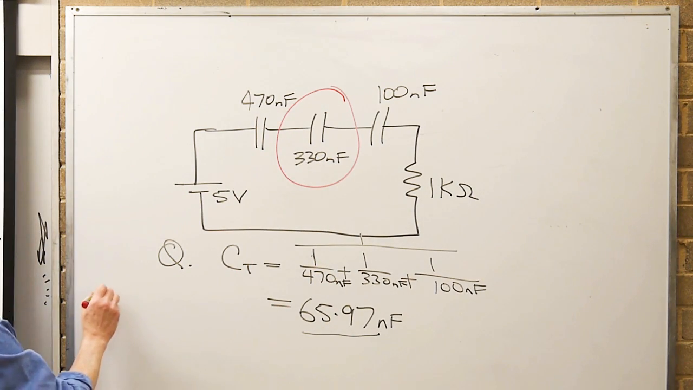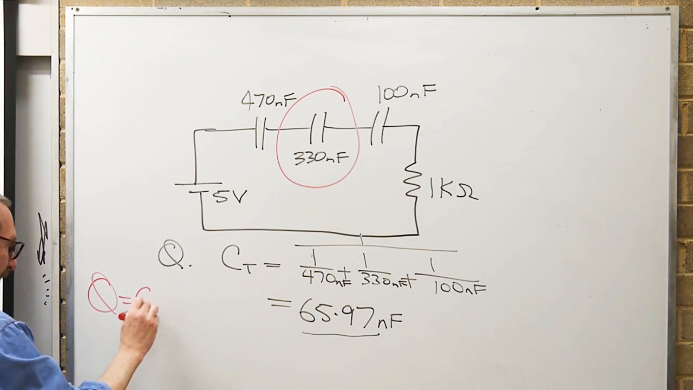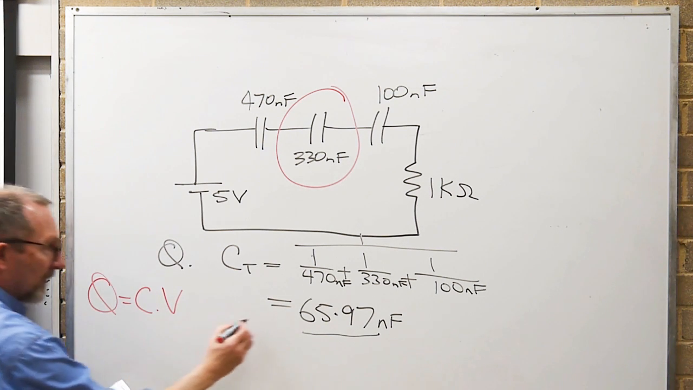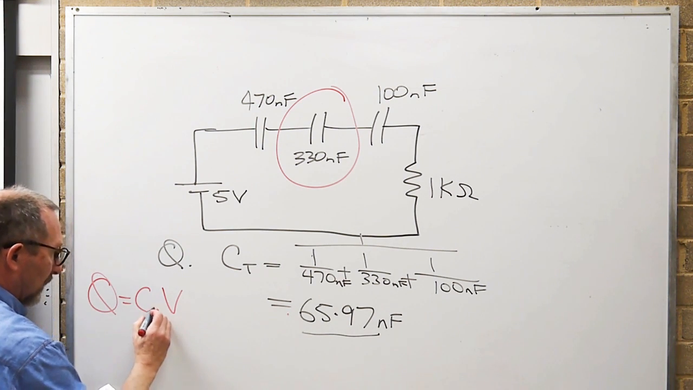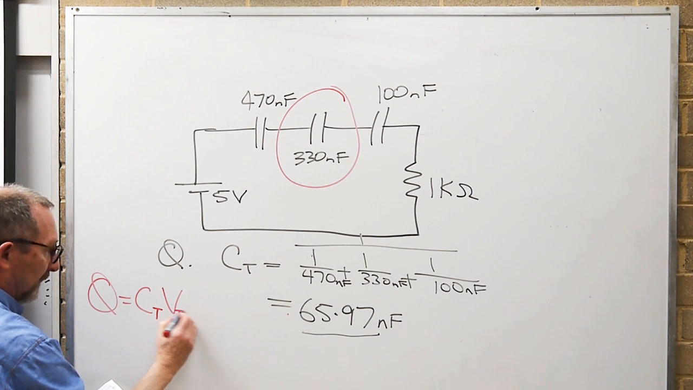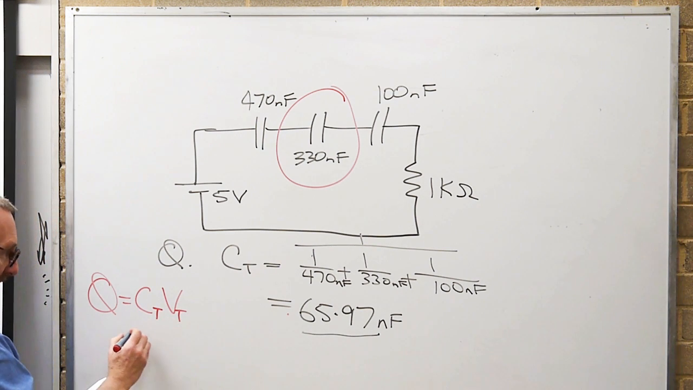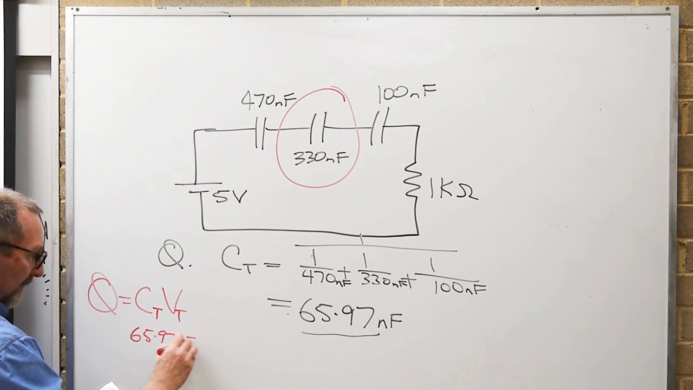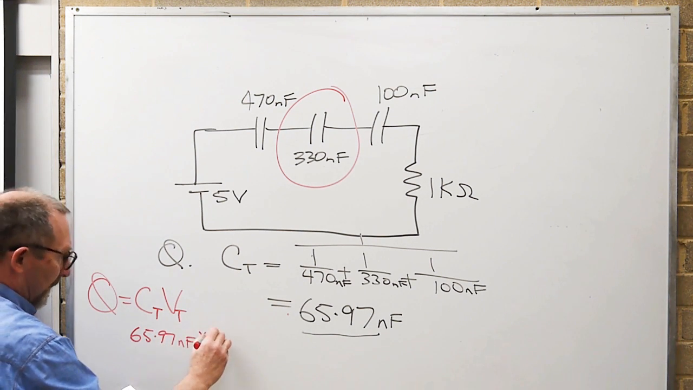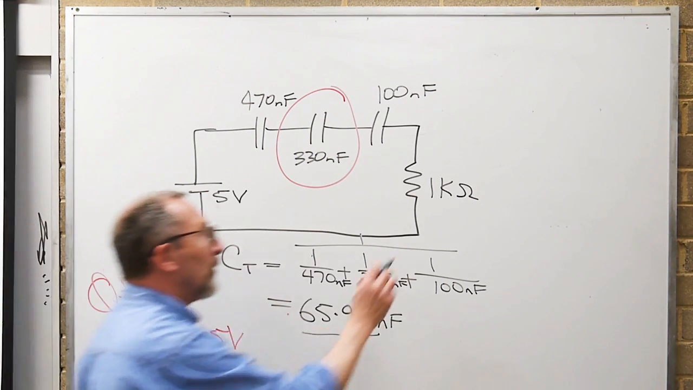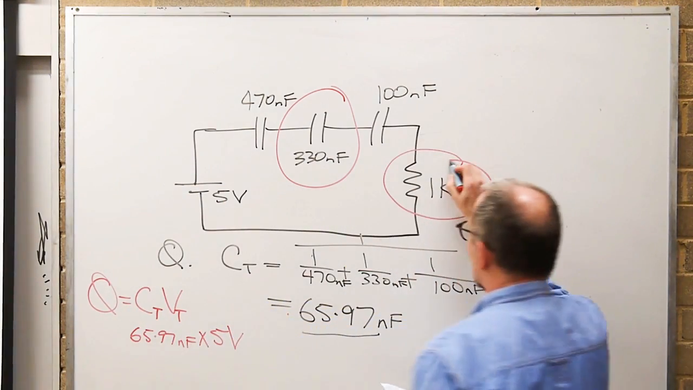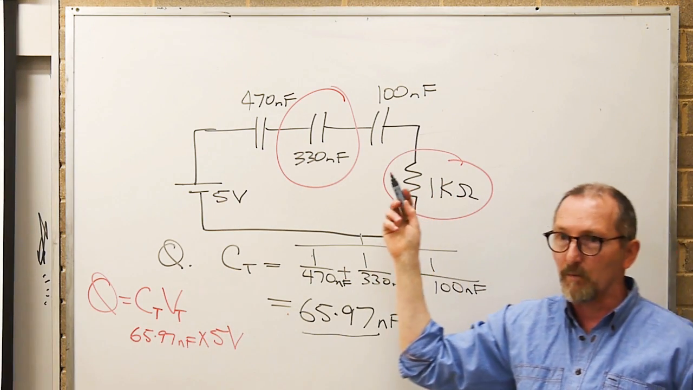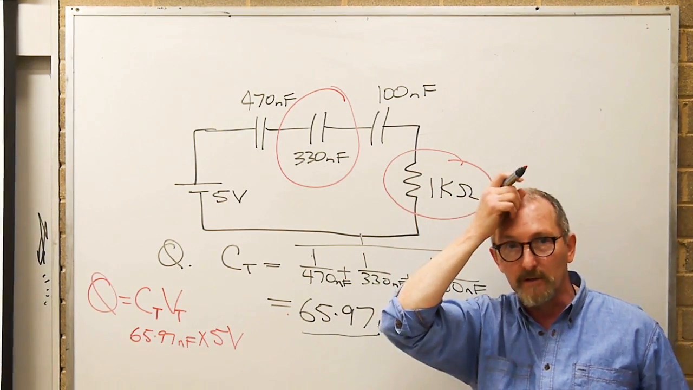All right, charge, Q equals C times V. And that's going to be CT times VT. So we're going to have the 65.97 nanofarads times 5 volts. Do not look at that 1K resistor and go, oh, I got 5 volts, but I've got 1K. I must have some weird voltage divider. How do I do that?